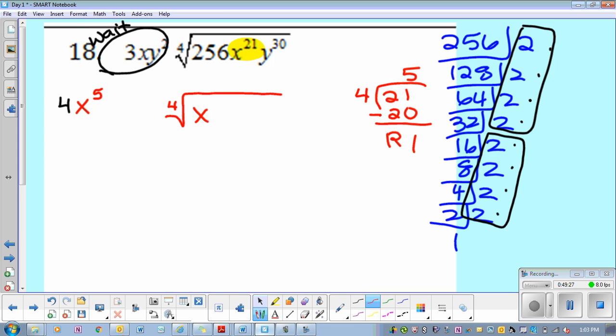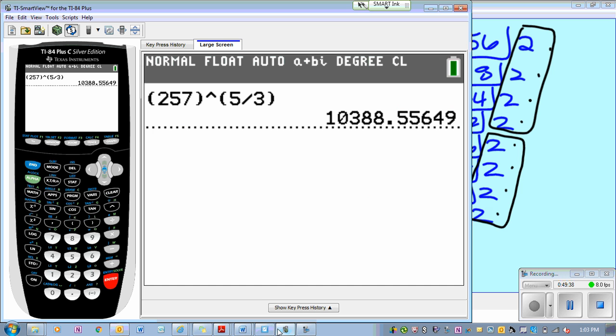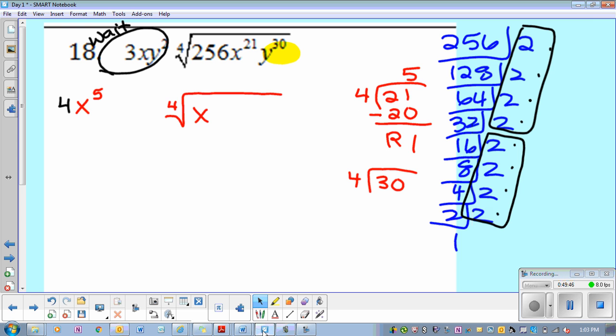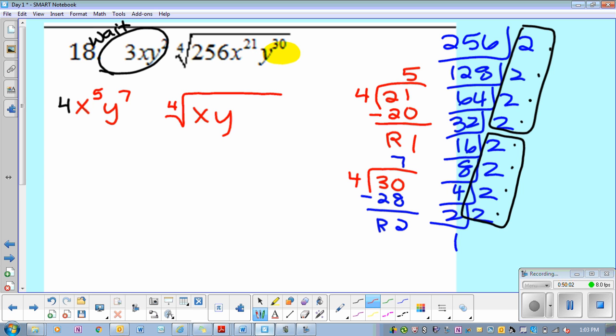And then what about 30 for the y? 30 divided by 4. If you're not really good at division, you can do it this way. What's that whole number? 7. 7 times 4 is 28. So I have a remainder of 2. So then I have y to the 7th outside, and inside I have y squared.